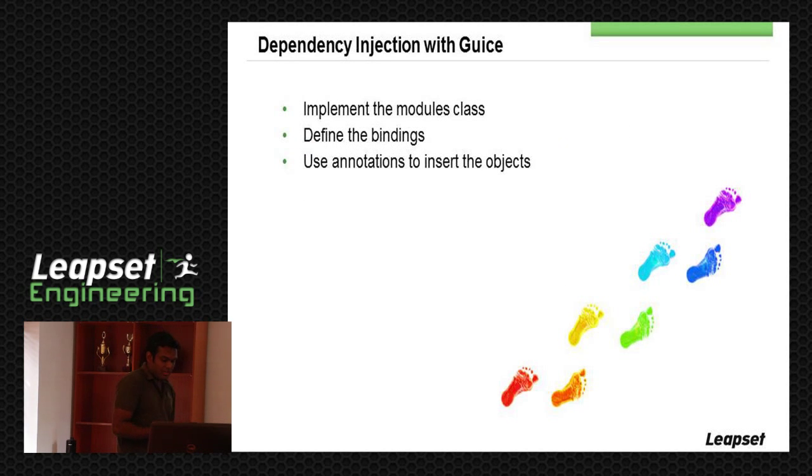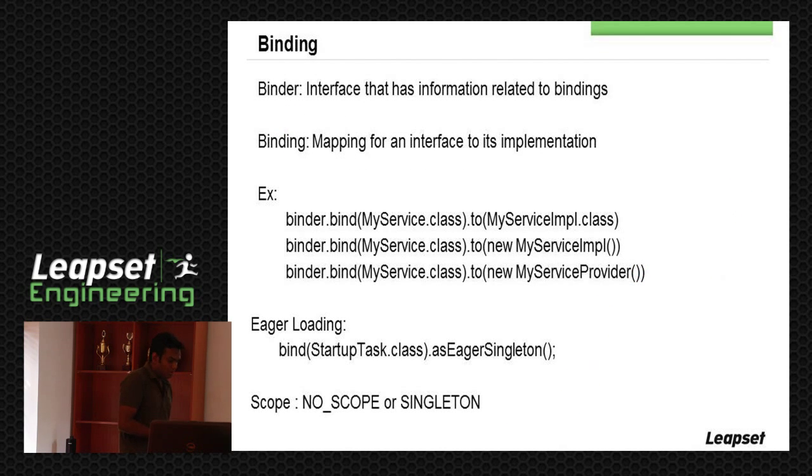So when we are going to inject the dependencies with Guice, we have to follow simple 3 steps. First, there is a Module interface actually. We have to implement that Module class, and then we should define the bindings, like we are doing in the Spring XML. We have to define the bindings. So this interface matches to this implementation class, and then simply use some annotations. First, I'll go through each of the ideas behind this Guice.